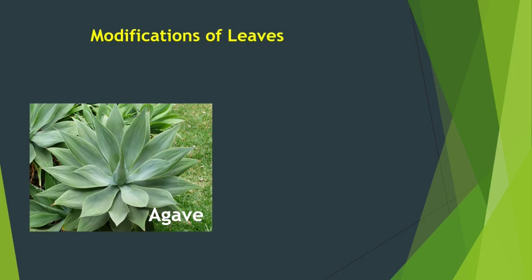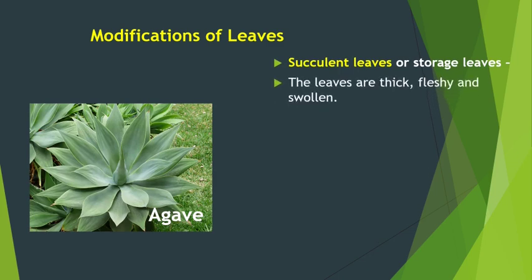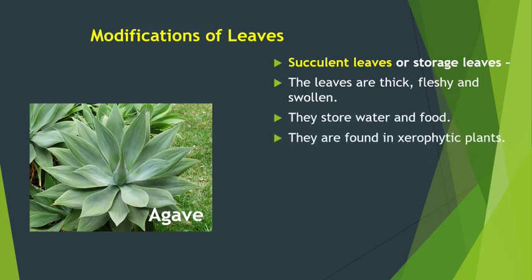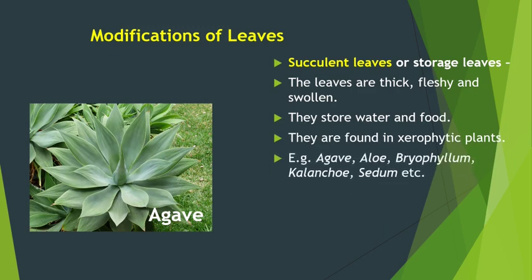You can see here the next modification, agave. Here the leaves have become succulent. For what? For storage of food. Even in the case of aloe vera, the leaves have become thick, fleshy, and swollen to store food and water. Succulent. Again, it is a modification which is found in xerophytic plants. Bryophyllum, Kalanchoe, and sedum also show this modification.